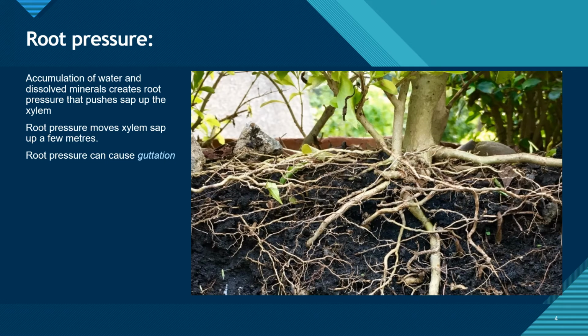So root pressure also becomes important for the transport, because the accumulation of water and dissolved minerals creates root pressure. All that water and minerals build up, and they push the sap up the xylem, and then the root pressure moves the xylem sap up a few more meters, and then eventually it will reach the top. So root pressure is important for that transport up the xylem. It gets it going, and it's essentially just a buildup and accumulation of water and dissolved minerals.